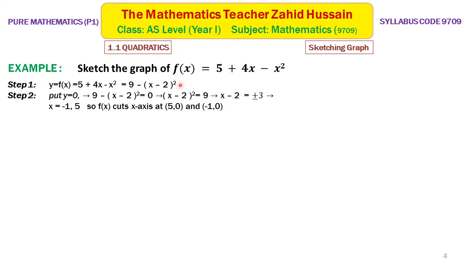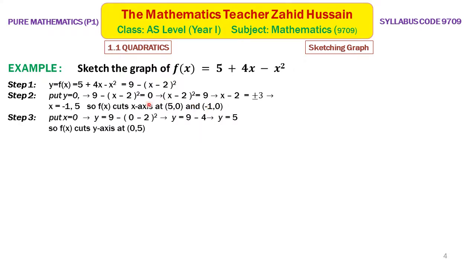We will find the x intercept by putting y equal to 0 in this equation, expression or function. When we put y equal to 0, the right hand side will be equal to 0. Solving this for x, we will get x is equal to minus 1 and 5. So f of x, that is this function, cuts the x axis at (5, 0) and (minus 1, 0). So the first information is this: we will label these 2 points on the graph.